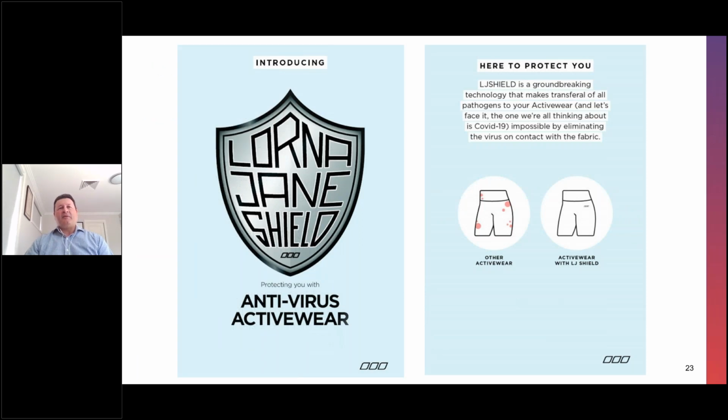Look at some of the ads. It's very clear. Lorna Jane Shield, there's representation there that you're protected, and it is protecting you. So clearly it's saying something which you want to believe. Antivirus. The word antivirus indicates that it will destroy viruses. If you look at the graphic on the right-hand side, here to protect you. It's groundbreaking technology. It makes transferal of all pathogens to your activewear impossible. It's a very broad statement. And they'll even say, and let's face it, what we're thinking about is COVID-19. So again, that context of when it was released, the nature of the representations made, I think Lorna Jane is going to have a very hard time defending this position and will be found to be engaged in misleading and deceptive conduct.